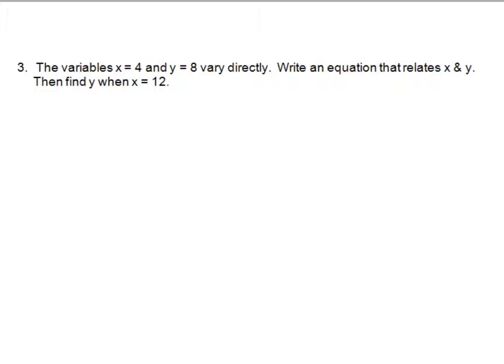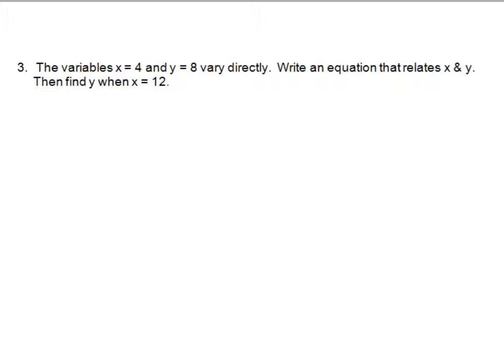Now, example 3 is the exact same kind of problem. It's just worded a little bit differently. It says the variables x equals 4 and y equals 8 vary directly. So there's a direct relationship between those two variables. Write an equation that relates x and y. Then, and this is where it's different from the last example, find y when x equals 12.